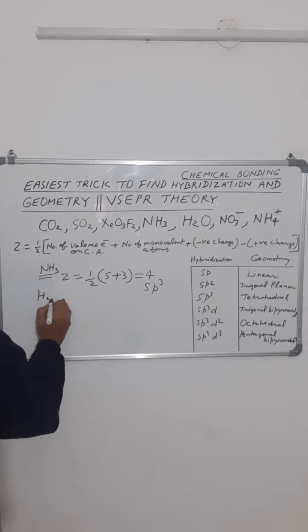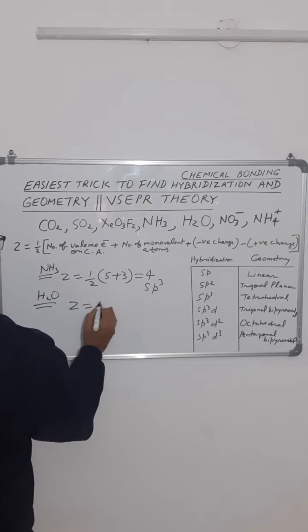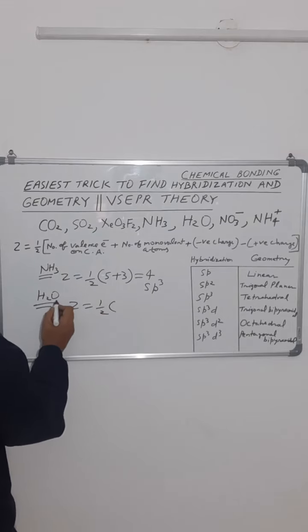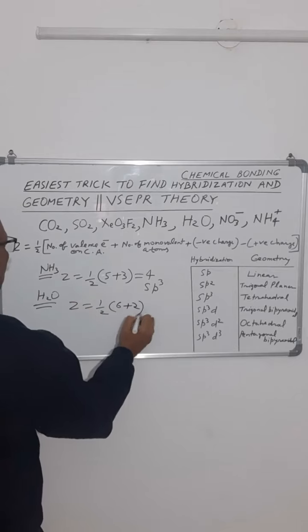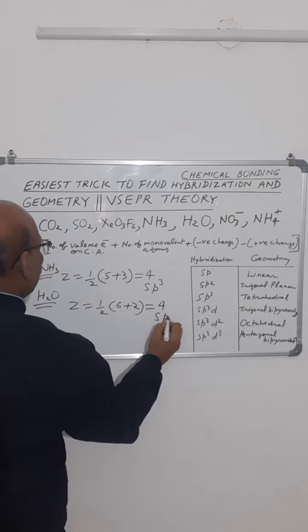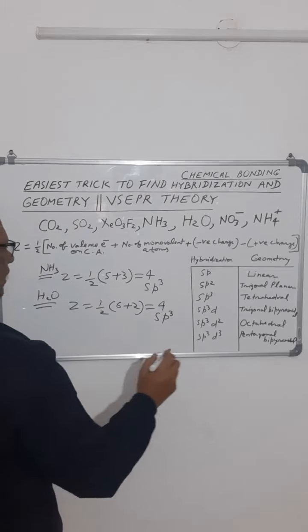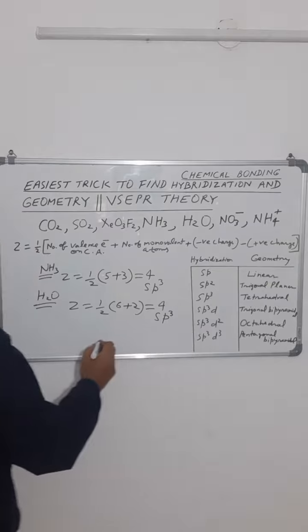Next, take water H2O. Here z will be half into number of valence electrons on central atom that is oxygen it is 6 plus monovalent atoms is 2, so it will be 4. Again the hybridization is sp3 and the geometry will be tetrahedral.